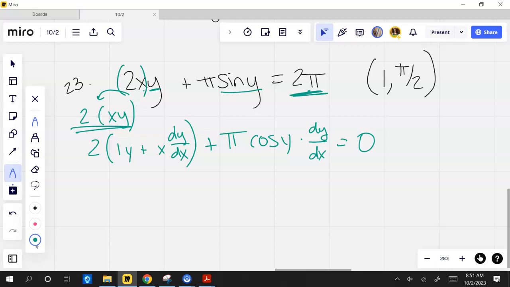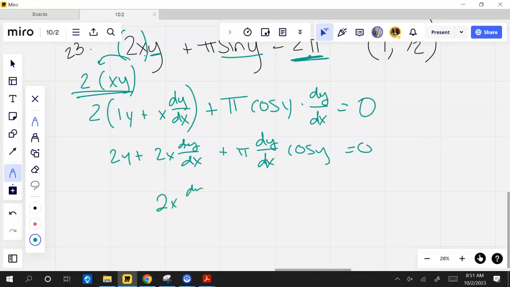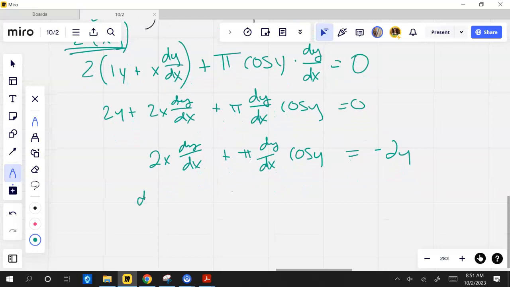All right, so let's clean it up and solve for dy dx. I have 2y plus 2x dy dx plus pi cosine y dy dx. So on the left side, I have 2x dy dx plus pi cosine y dy dx equals negative 2y. Factor out that dy dx: 2x plus pi cosine y, and divide.